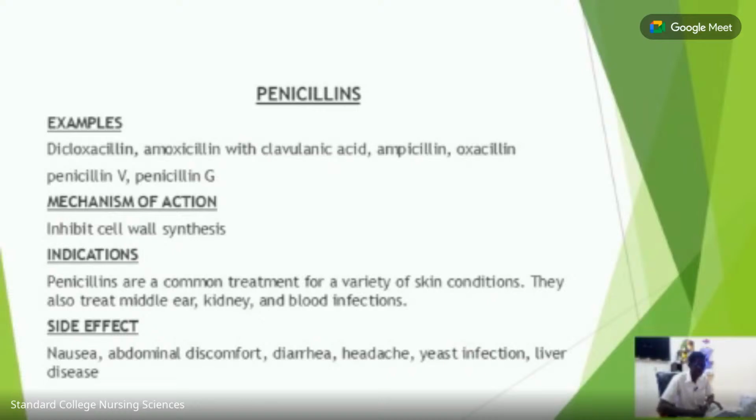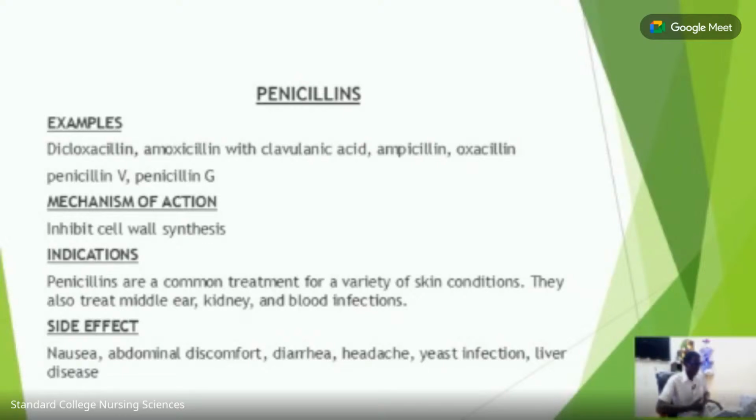Then we have the general side effects for penicillins: nausea, abdominal discomfort, diarrhea, headache, yeast infection, and liver diseases. If you administer penicillin to a client or a patient, these are the expected effects you are going to see. So it shouldn't be something new or impromptu whenever you come across these effects, because they are usual side effects you see even after administering any drug that belongs to the class of penicillins. So I want you to get that.